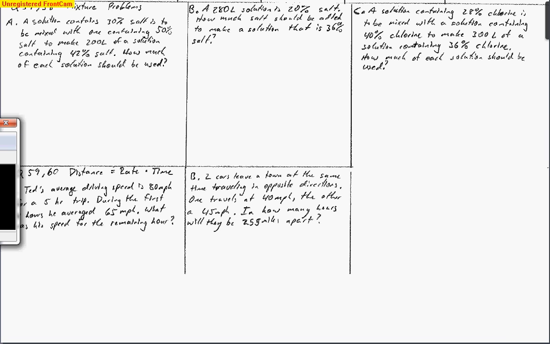These are the problems from page 4 of the study guide for Algebra, benchmark number 2. Let's take a look at this one right here. We have a mixture problem. And so mixture problems, remember, we're going to end up setting up a little chart. The chart goes this way.